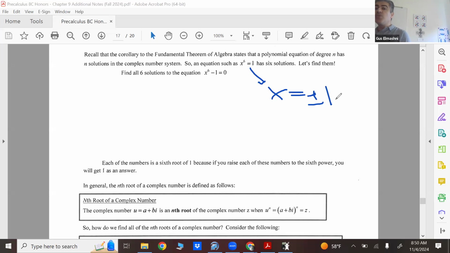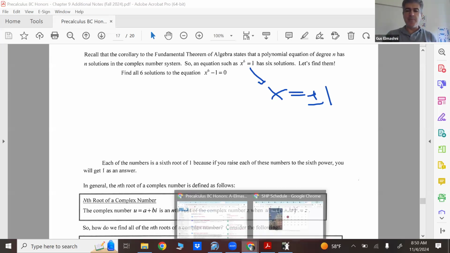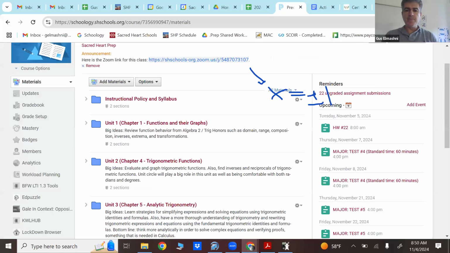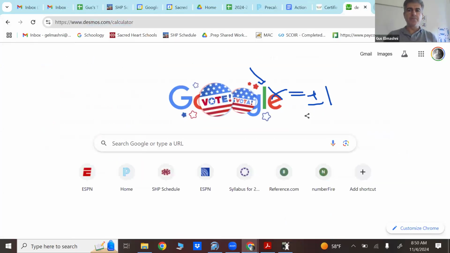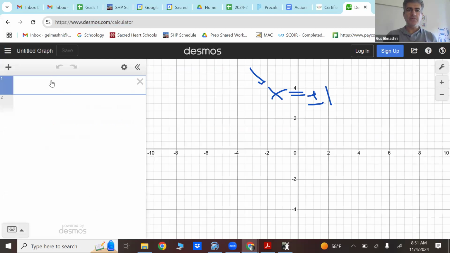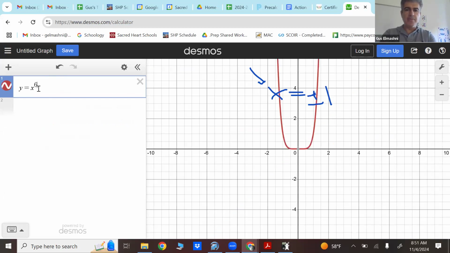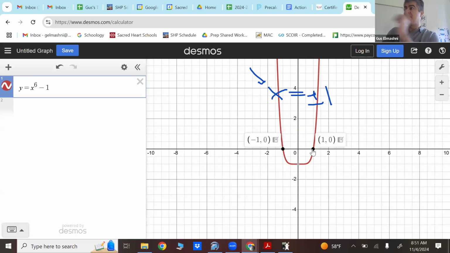It actually has 6 solutions. And if you were to go to Desmos, sure, let's go to Desmos right now. And let me graph y equals x to the 6th power, or sorry, minus 1, my bad. Yeah, clearly there are 2 answers, right? There are really 6 answers. 4 of them are hidden.